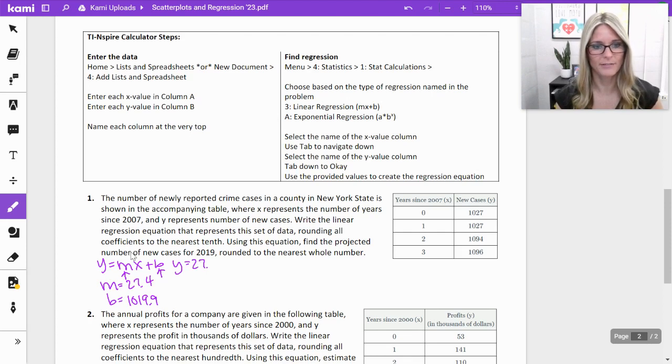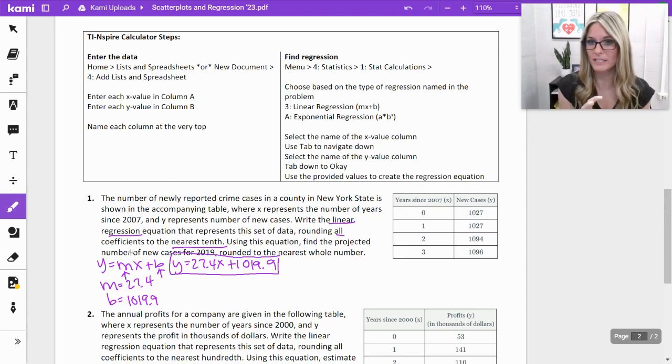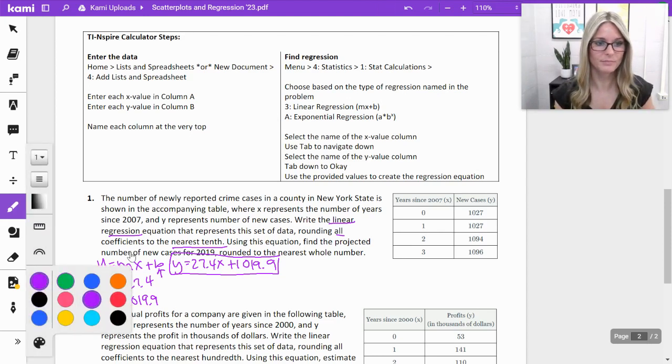Y equals 27.4x plus 1019.9. It was write a linear regression equation rounding to the nearest tenth. I was given to the tenths on my calculator, so there was no rounding that had to be done here. Double check it. Sometimes there does need to be some rounding, okay?